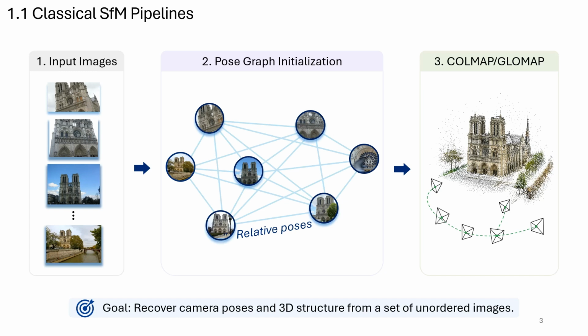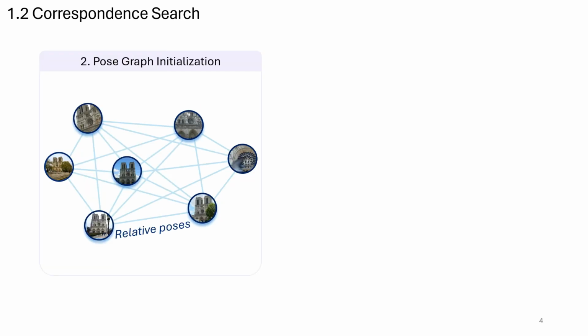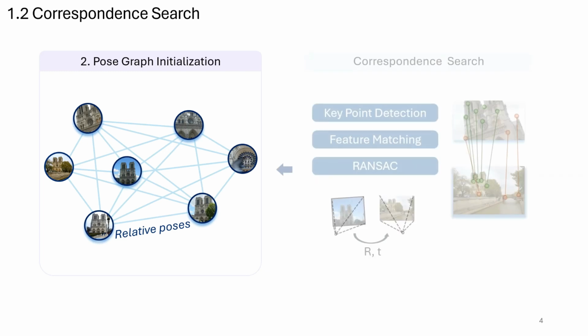Given a set of input images, we could build an initial pose graph to connect all the images, with the images as the nodes and the relative poses as the edges. Then the pose graph is optimized in an incremental way by COLMAP or in a global manner by GLOMAP. We focus on the pose graph initialization.